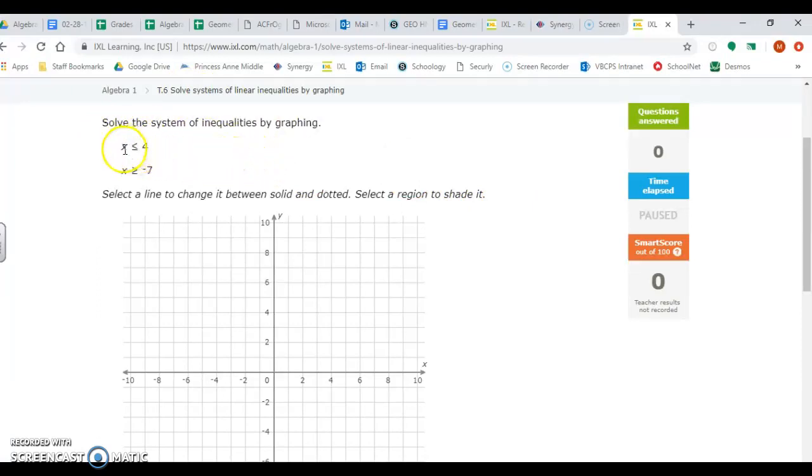So we have x is less than or equal to 4. So I'm just going to go ahead and graph that. And we know that that's a vertical line. If I needed to change this to a dashed line, I just needed to click on the line to change it to a dashed line. But this one I need a solid line.